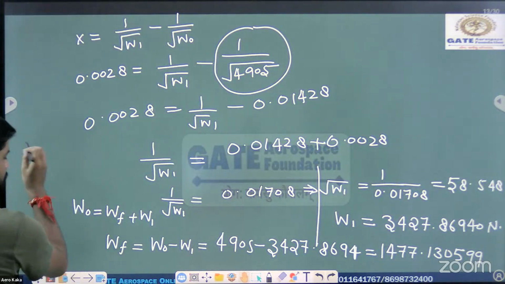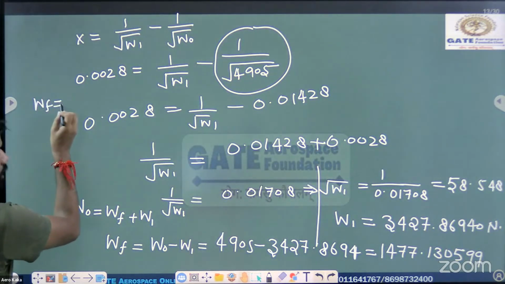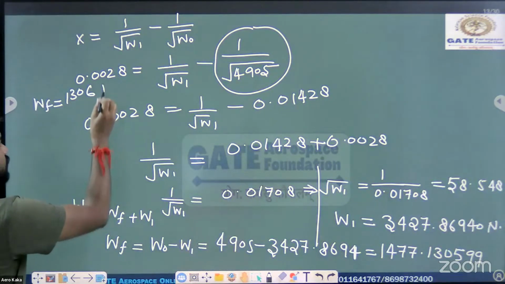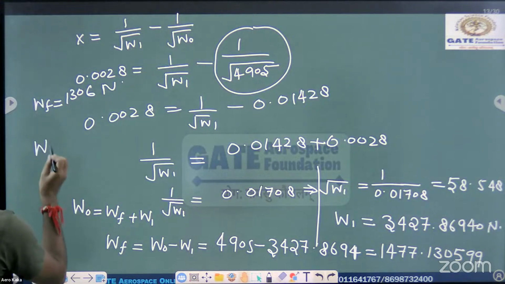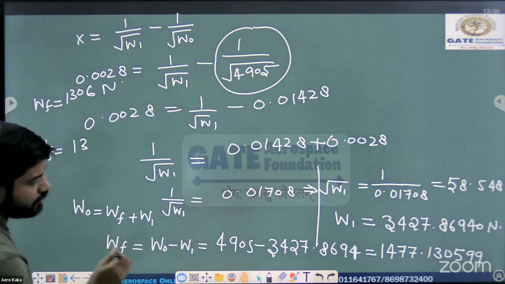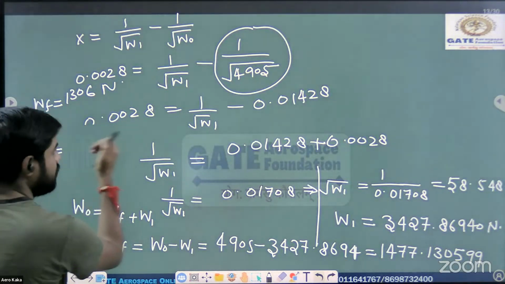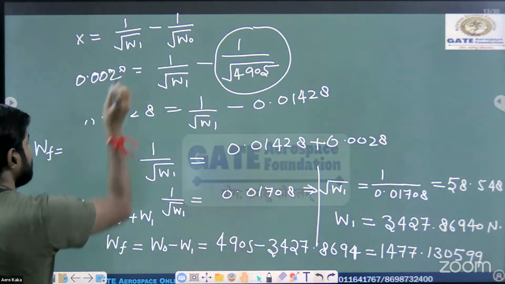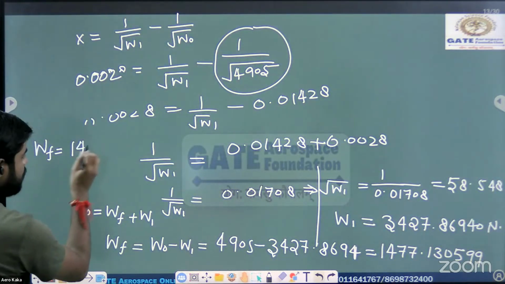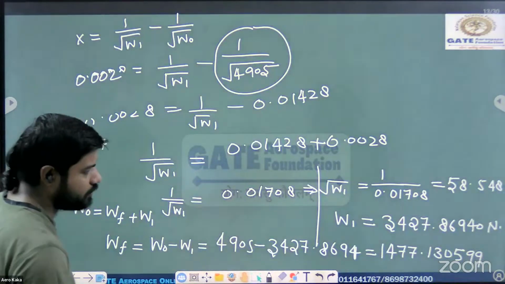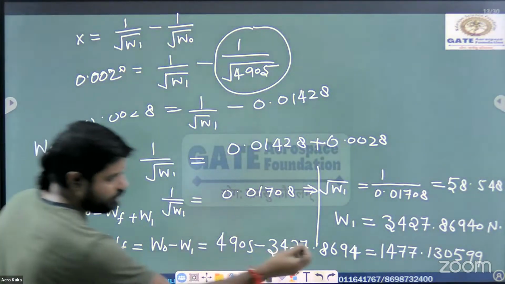WF is equal to how much? 130599.06 Newton. Up to 4 decimal points, up to 3 decimal points, you can write WF is equal to 13. Just a minute. So 1477. WF is 1477. Actually, some reflection is coming from there, so I am unable to look at this corner.